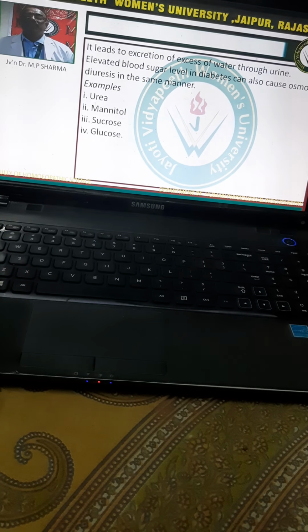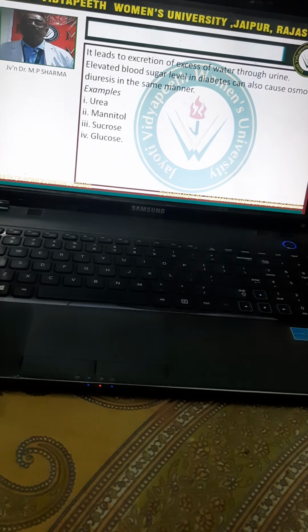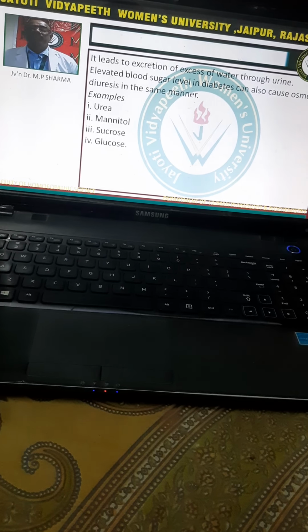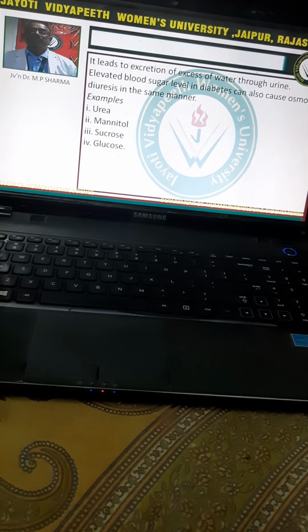Elevated blood sugar level in diabetes can also cause osmotic diuresis in the same manner. Example: urea, mannitol, sucrose, glucose.